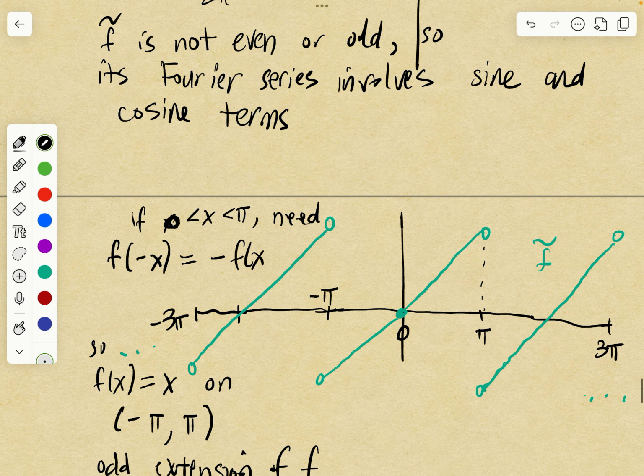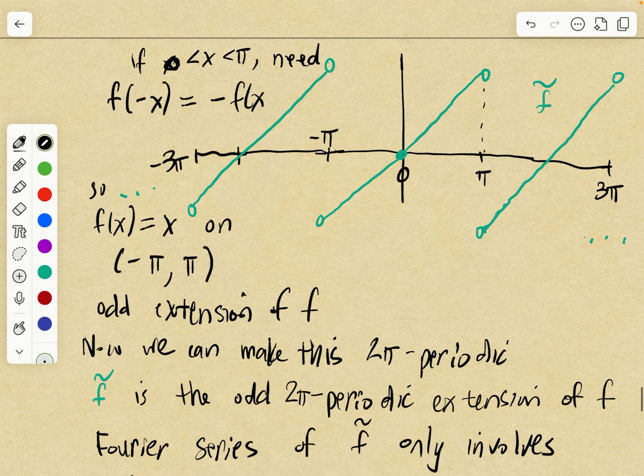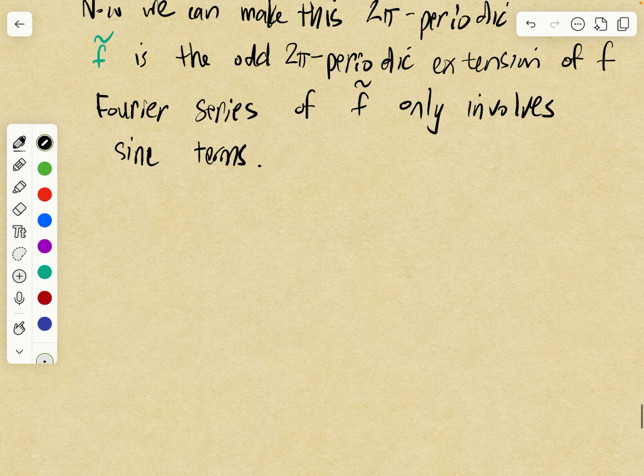It's going to be different than if you had this odd periodic extension. So that was the odd 2 pi periodic extension of f. Now we can also have the even 2 pi periodic extension.